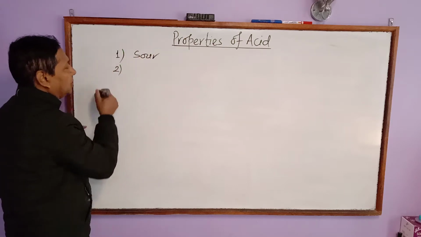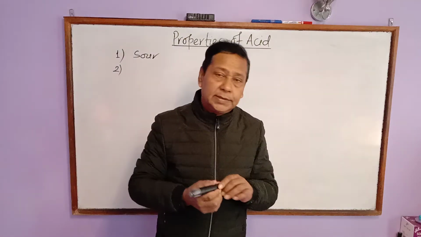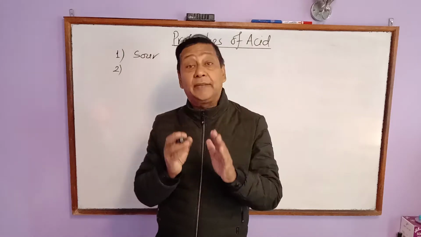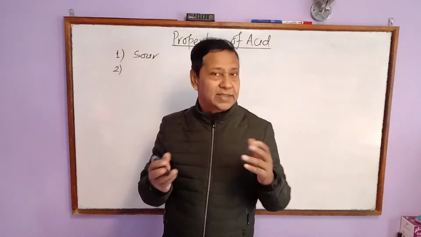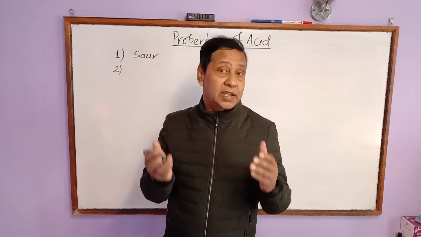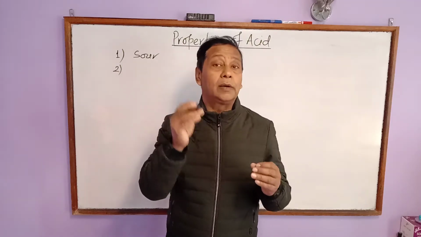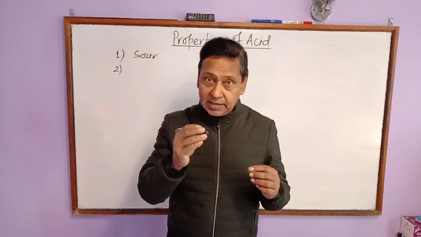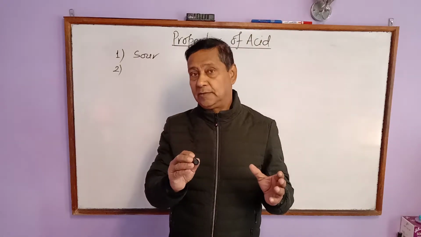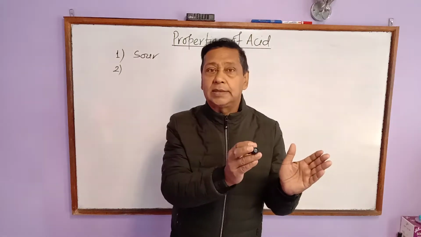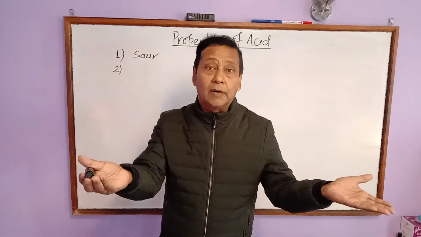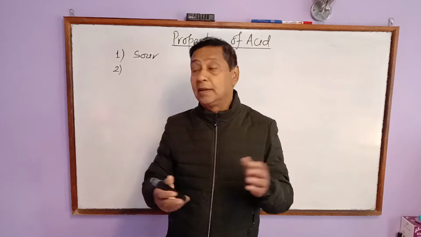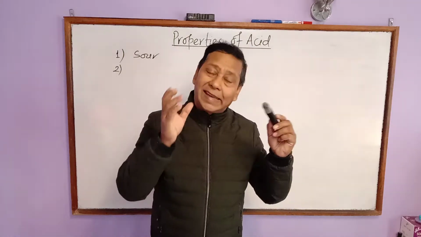Now second property of acid. What is it? Acid has effect on indicator. Now we have to know about indicator also. What is indicator? Indicators are the substances which give particular color in acidic, basic and salt solution. It gives one color in acidic solution, another color in basic solution and another color in salt solution. That's why it has effect on indicator.